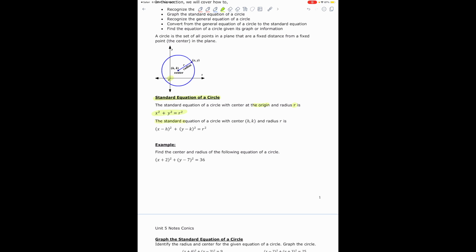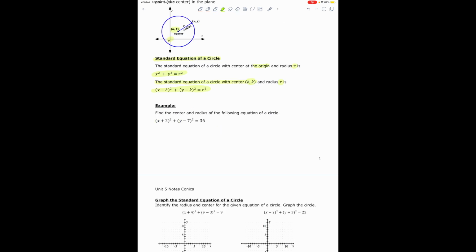The standard equation of a circle with the center at h and k: if the center is at h and k and it has a radius r, then the standard equation of that circle is x minus h all squared plus y minus k all squared equals r squared.